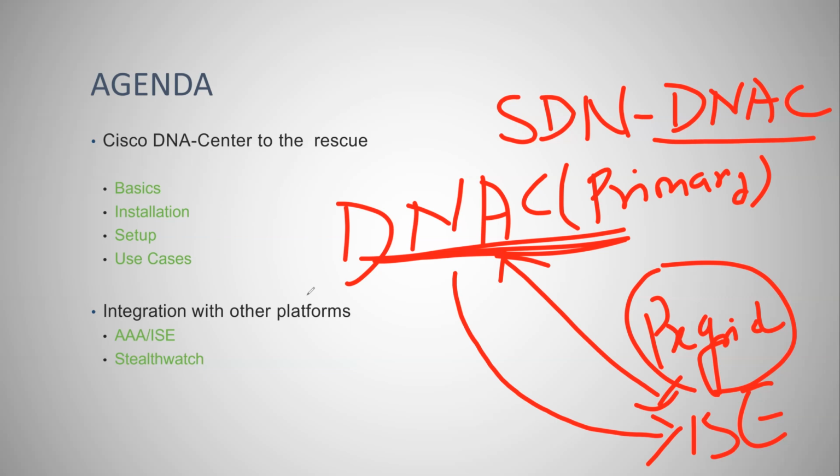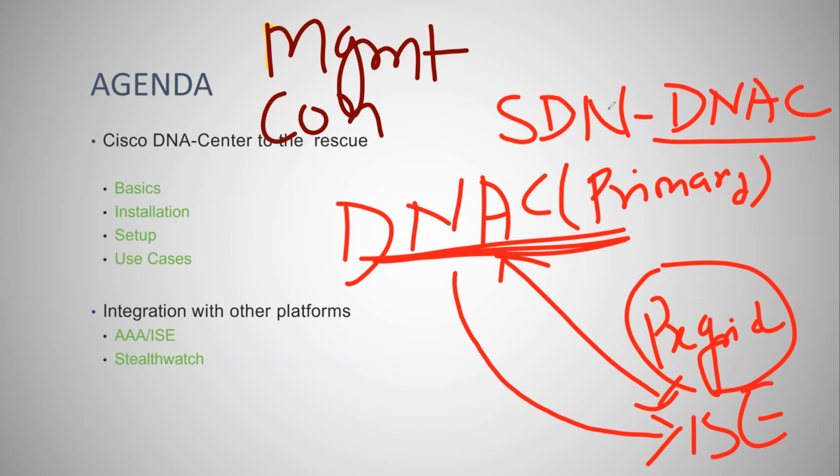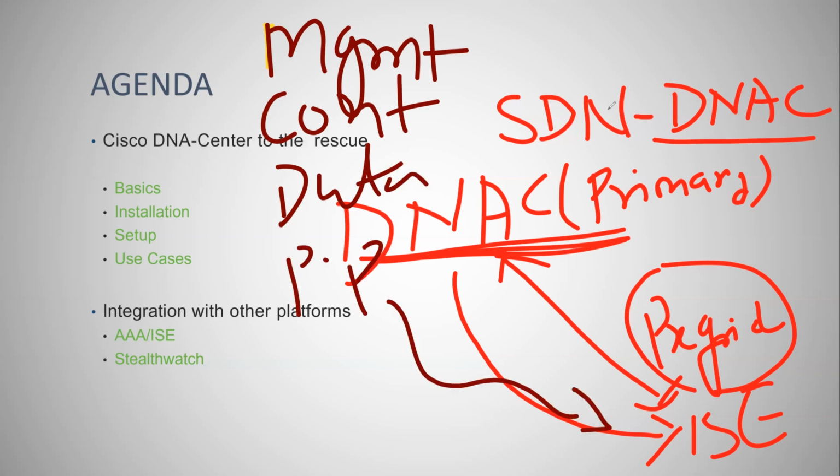But as you mentioned, there are different types of control, management, and other planes. We have the management plane, control plane, data plane, and I have added one more, that is the policy plane. So the policy plane is nothing but the ICE.